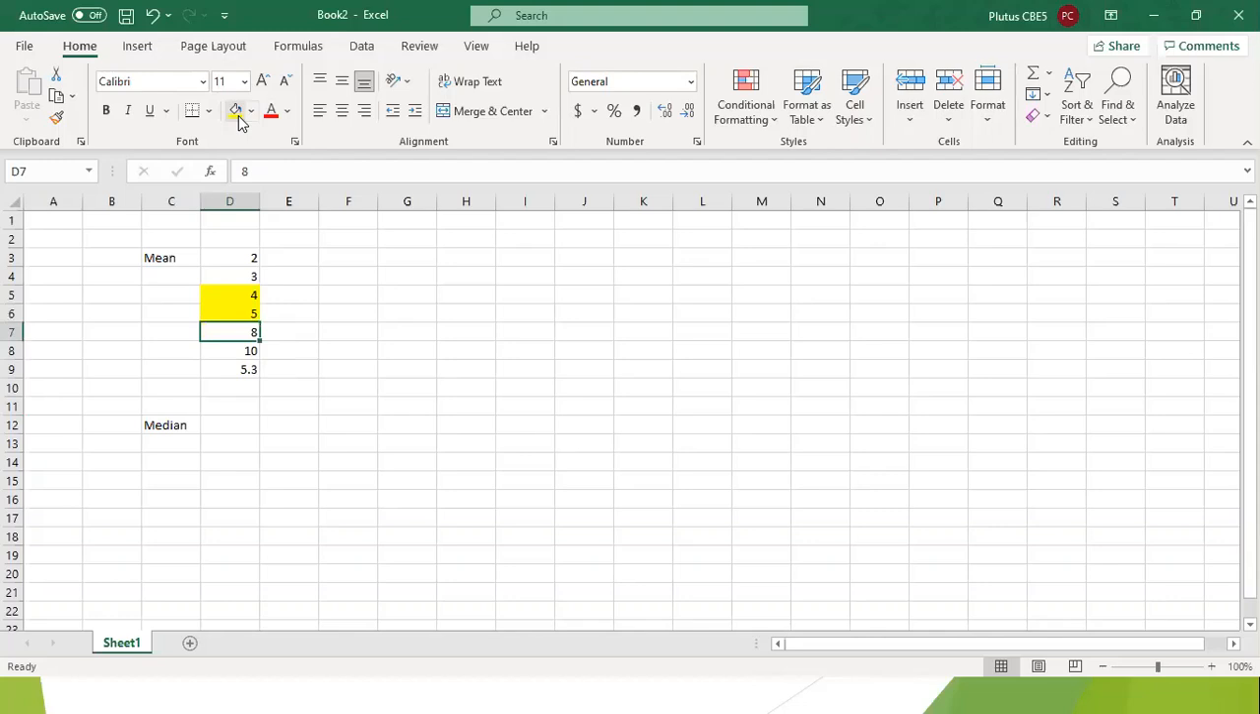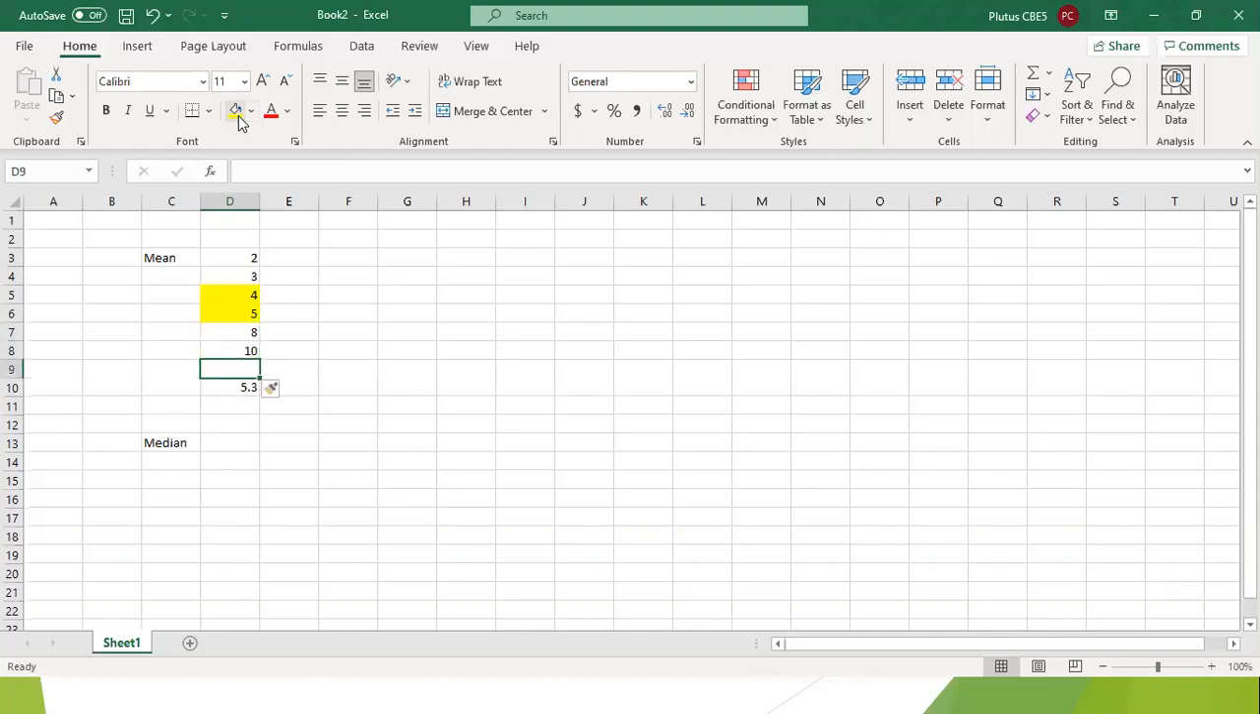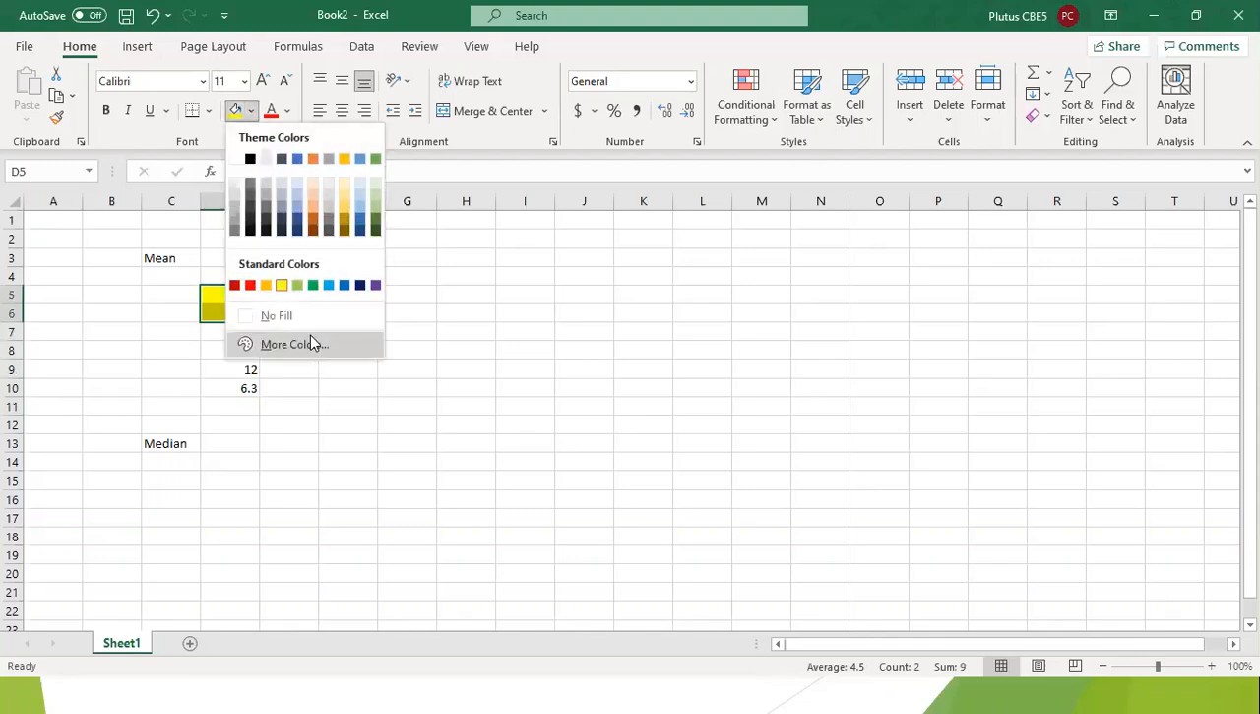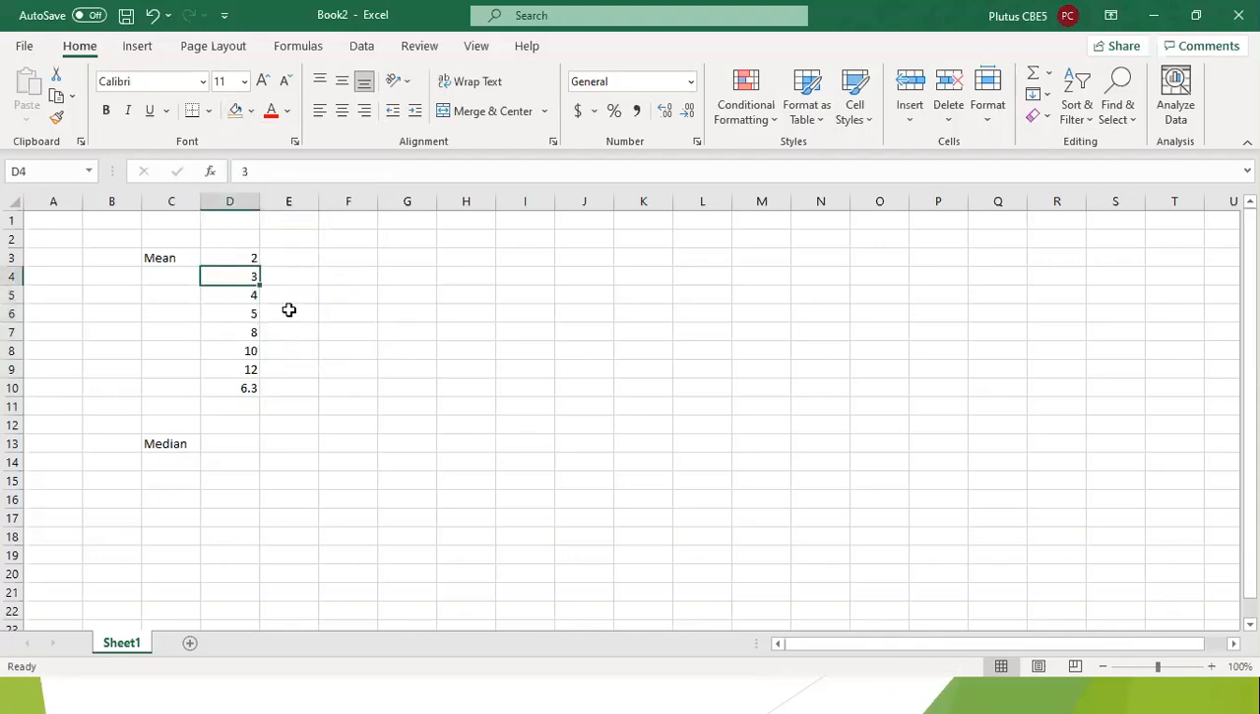For example, I'm adding one more number here, 12. Here, how many numbers do I have? Totally 7. So the fourth number will be my center. This is called the median. So my median is 5.